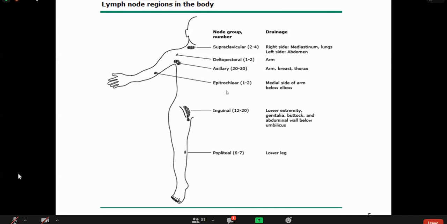The epitrochlear lymph node is on the medial side of the arm below the elbow and drains the structures of the forearm. Coming towards the inguinal area, as I already mentioned, it drains the lower extremity, genitalia, buttock, and abdominal wall below the level of the umbilicus. Again, the popliteal lymph nodes are responsible for draining the lower leg.